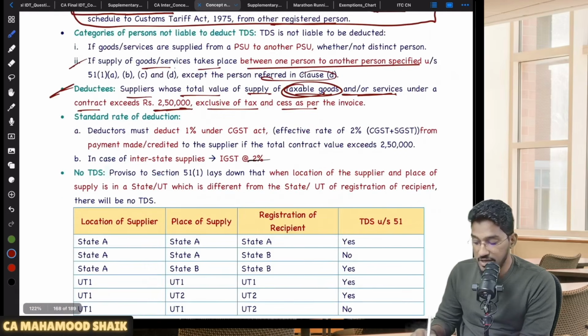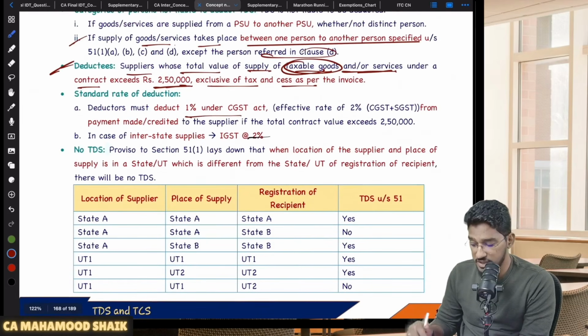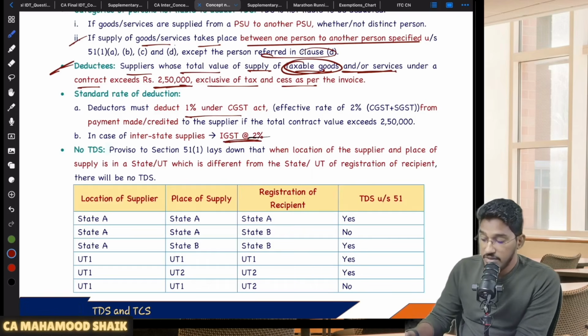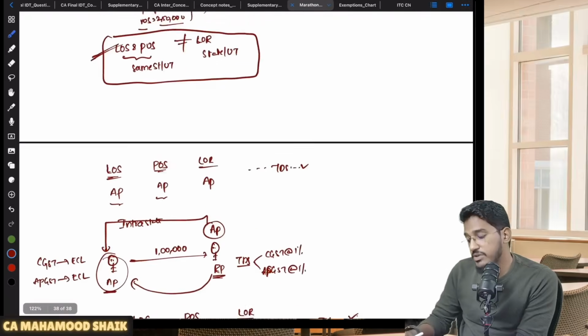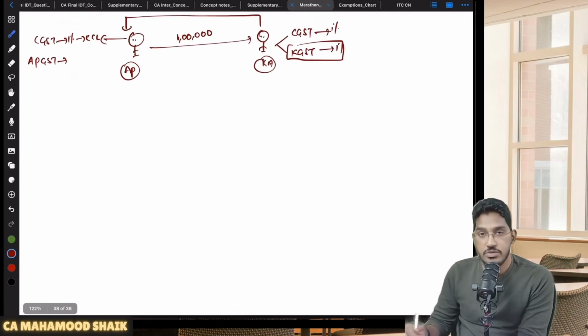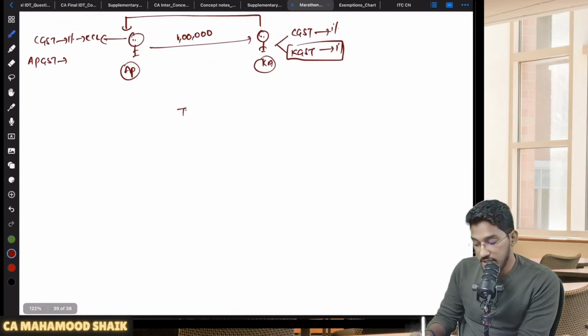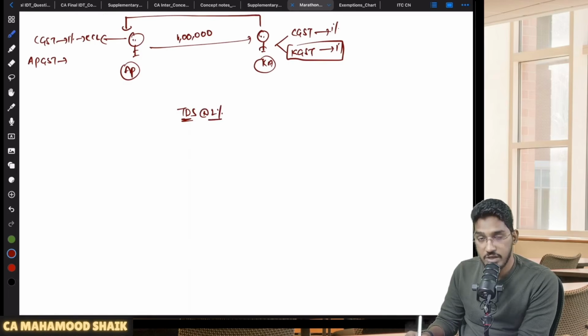As I've already told you, the standard rate of deduction: if it is intrastate supply, 1% CGST and 1% SGST. If it is interstate supply, 2% IGST. Now, this 1%, 2%, will you calculate it on the value inclusive of GST or exclusive of GST? This TDS you are required to deduct, either at the rate of 1% and 1%, or 2% effectively.